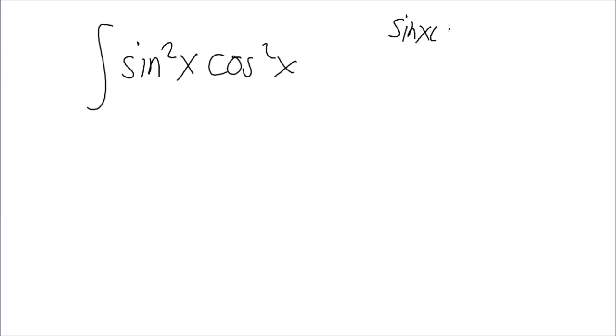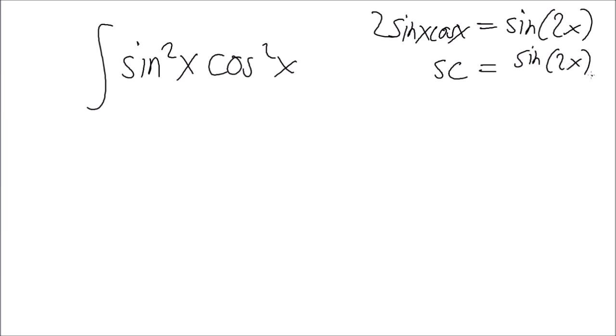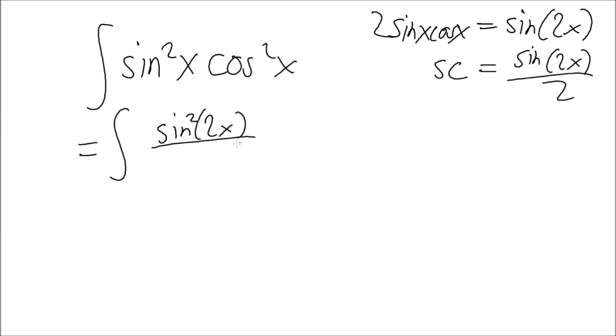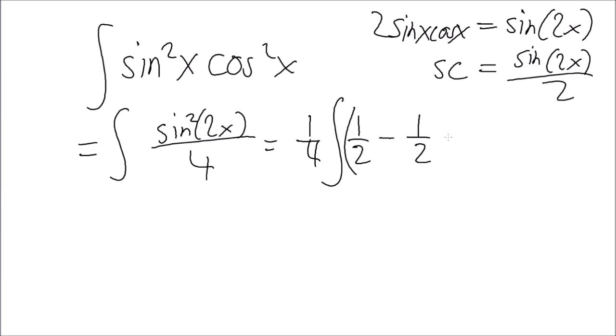This looks like sine x, cosine x. That reminds me of sine 2x, right? So we can use sine x, cosine x. We can substitute it with sine 2x over 2. And because it's being squared, this would be sine 2x squared over 4. And then 1/4, we use the same trig identity. Just be careful, it's 2x, so now this would be in terms of 4x, because we double it.